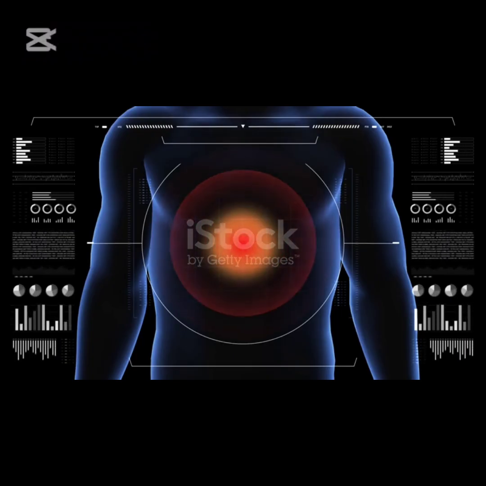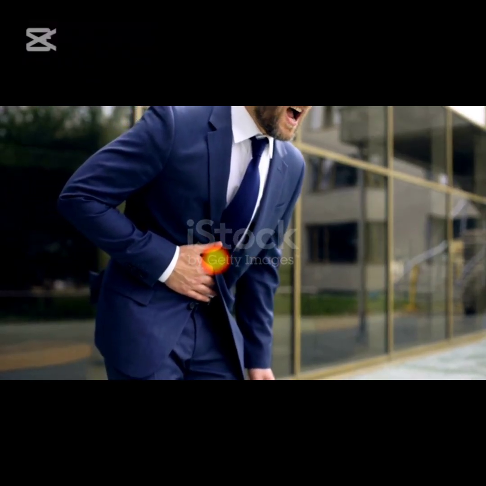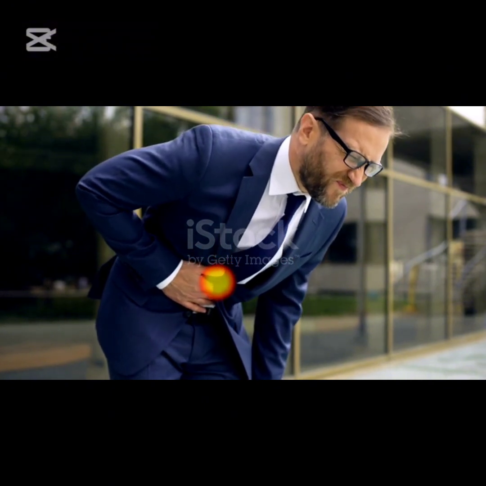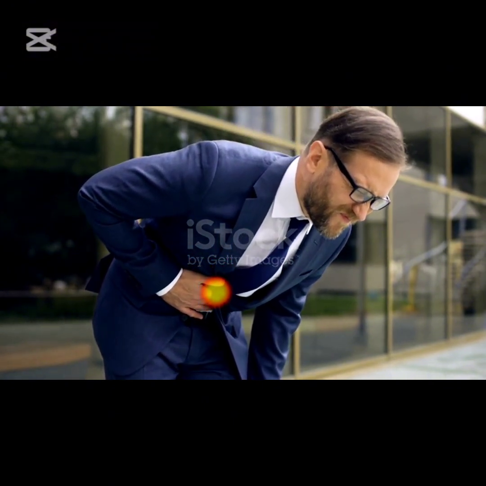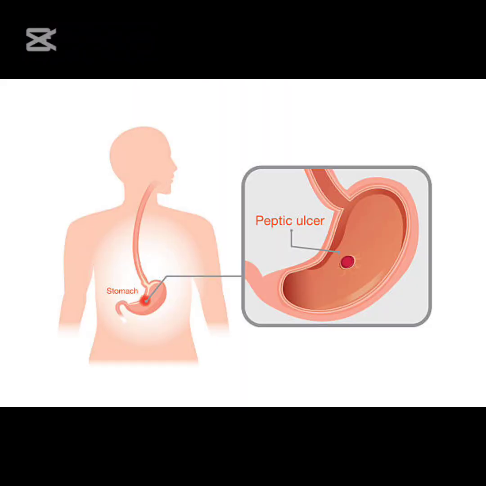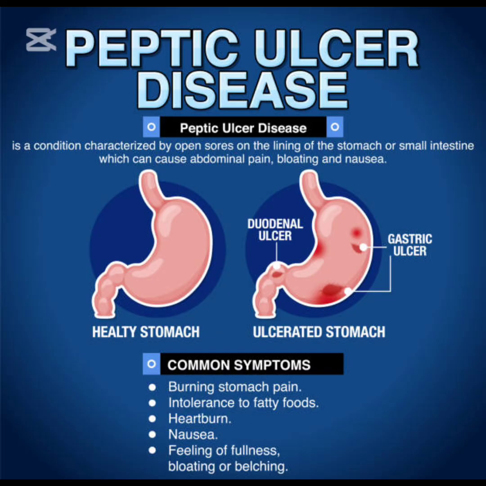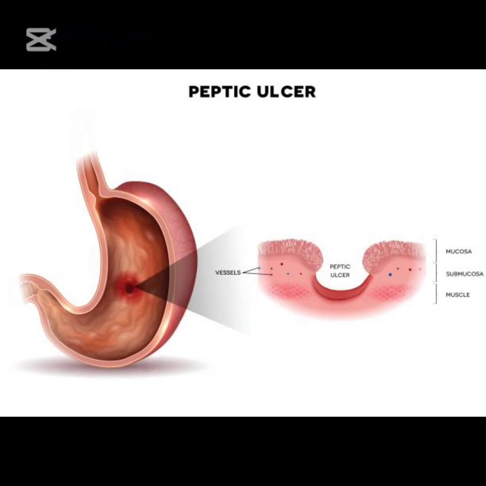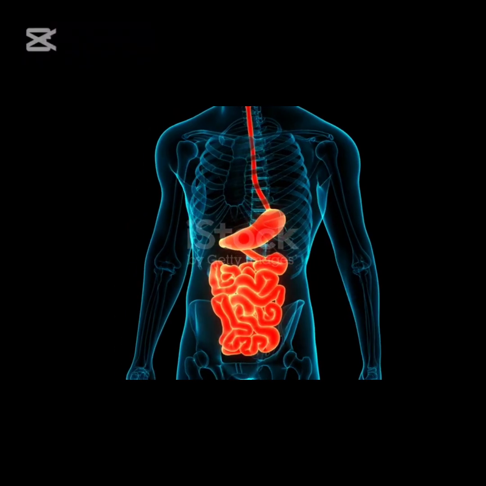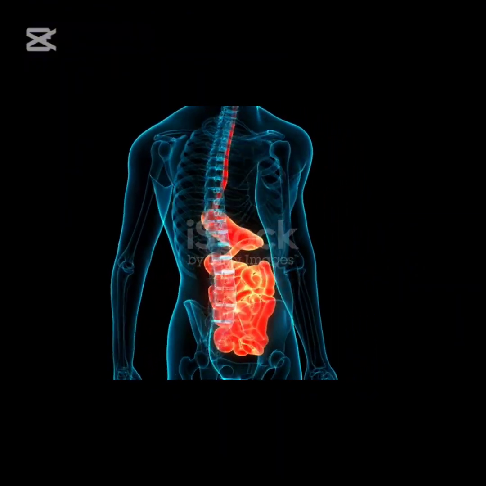Scene 4, signs and symptoms, 1:40 to 2:30. Visual: animated patient holding stomach, icons for symptoms appearing one by one. Narration: The most common symptom is a burning or gnawing pain in the upper abdomen, often worse when the stomach is empty. Other symptoms can include bloating, nausea, vomiting, loss of appetite, and weight loss. In more severe cases, ulcers can cause vomiting of blood or black, tarry stools, both of which require immediate medical attention.